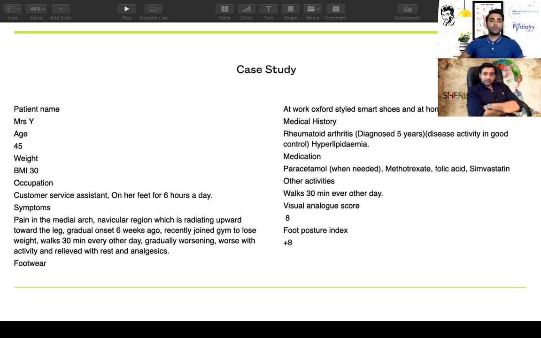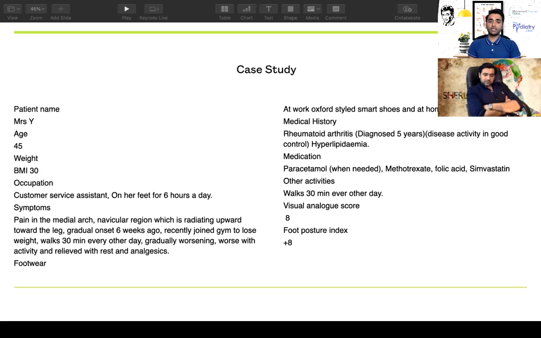So I'll put a quick case study which came across to me in the NHS. A 45-year-old patient with an increased BMI of 30, so the obese category for her. She was a customer service assistant, on her feet for a long period of time. She started to develop pain in the medial arch, navicular region, radiating upwards. This can give you an idea of what sort of stuff people actually present with.